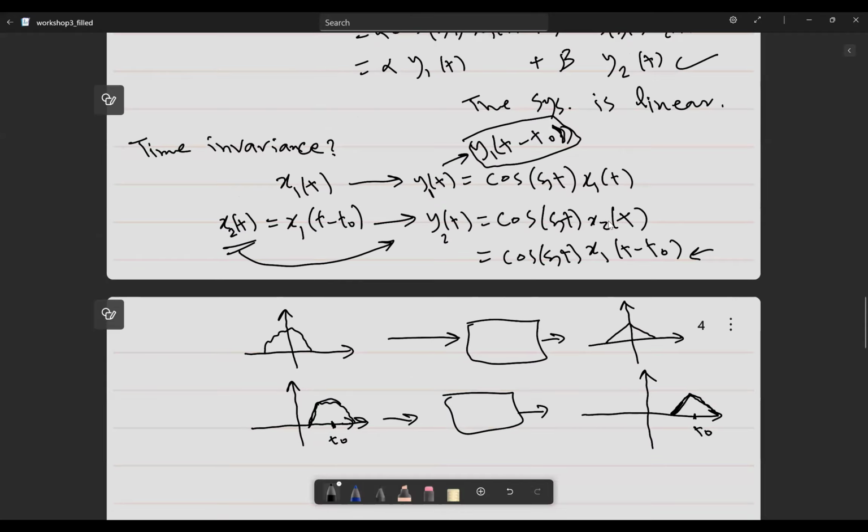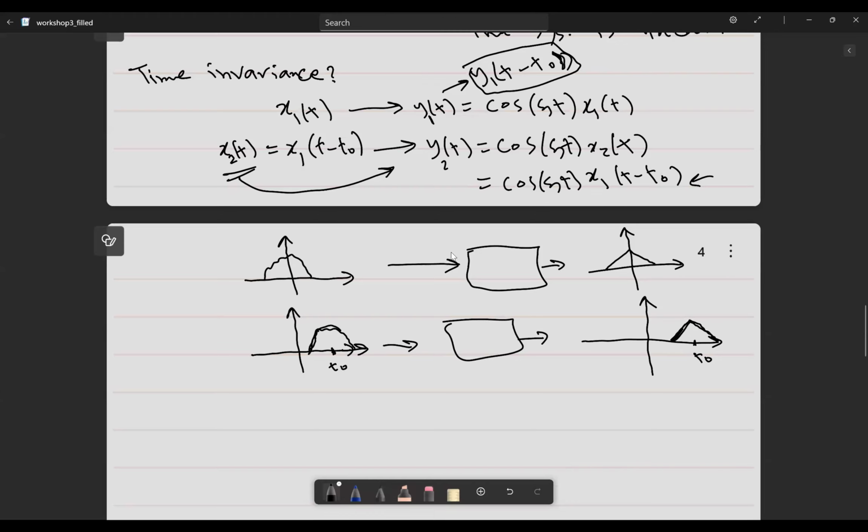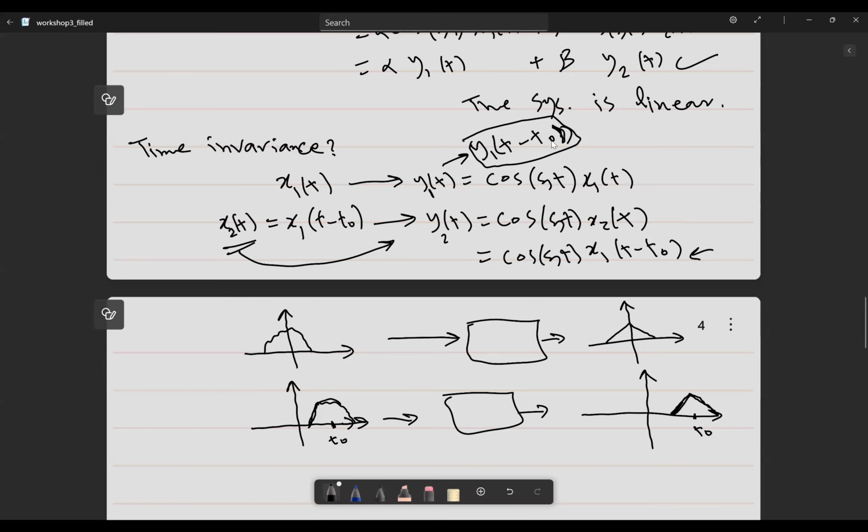And this is what we are trying to do here. We had an input-output relation. We shifted the input and observed the output. Then we shift this output and compare it with what we have got. If they are the same, then the system is time invariant. Now, let's write this y1(t minus t0).